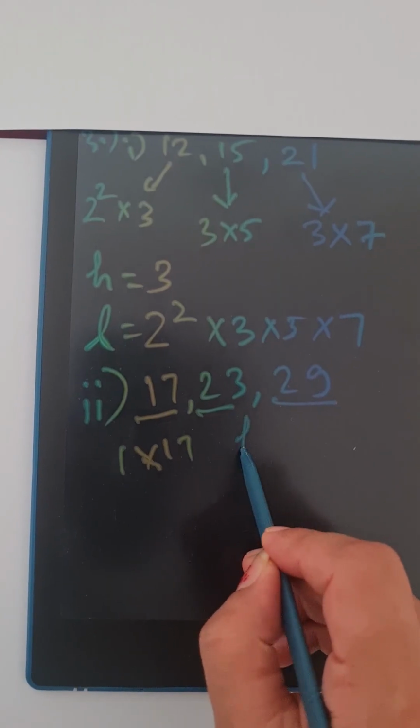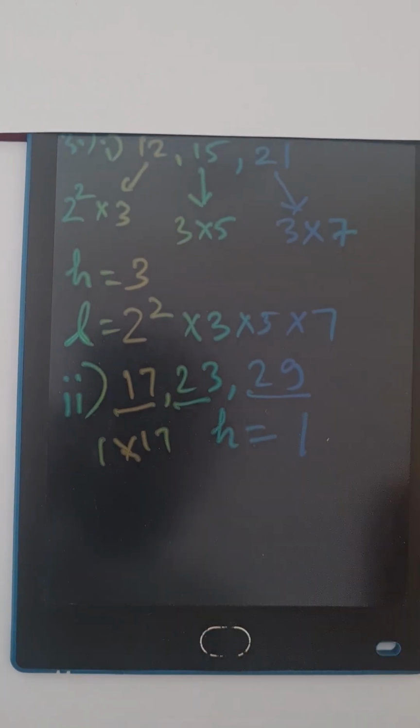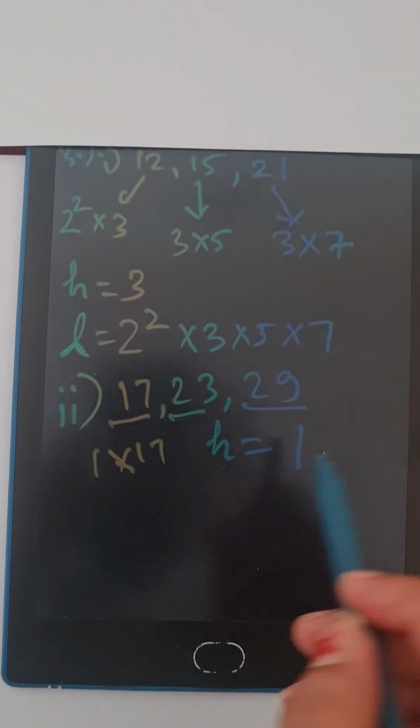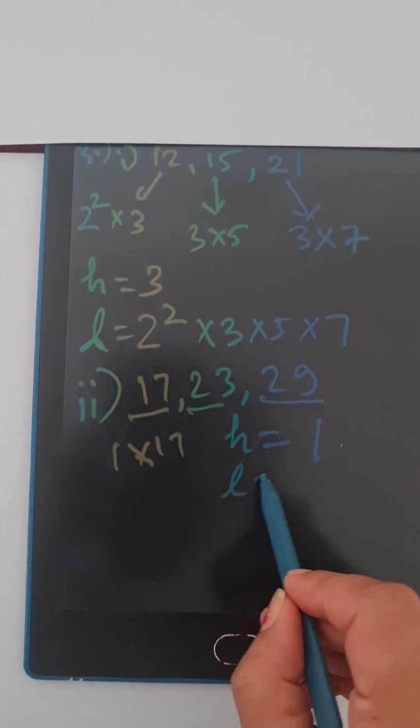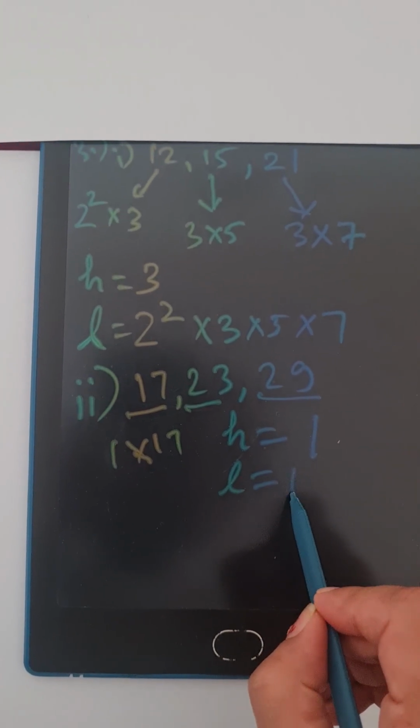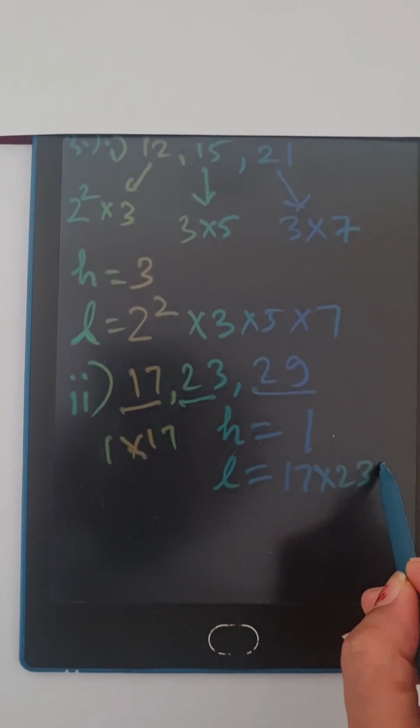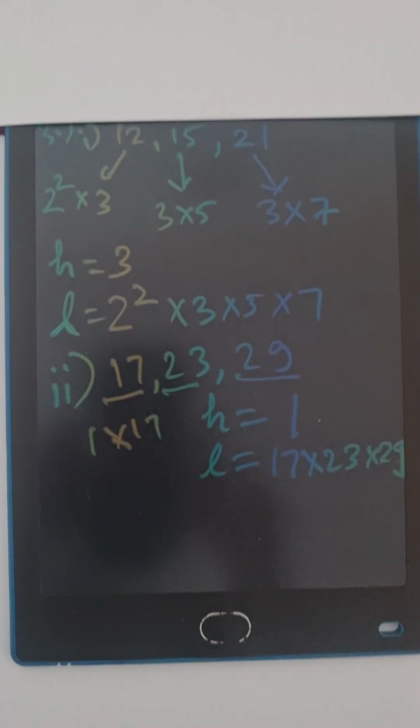So in such case HCF is 1. There is no common divisor to these 3 numbers, and LCM is the multiplication of these 3 numbers itself, 17 into 23 into 29.